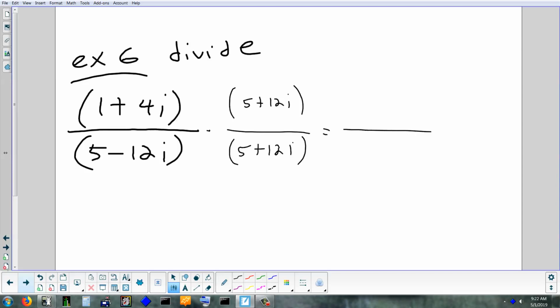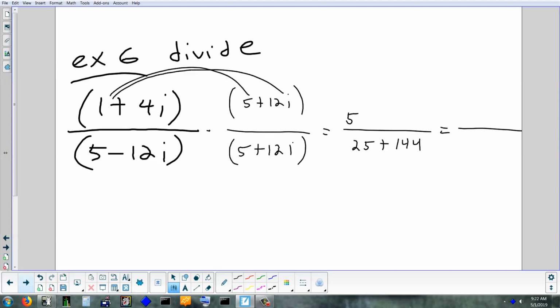Now I usually do the bottom first because I think it's faster. If you square the real number, what do you get? 25. What if you square the imaginary? 144. I'll add those together in the next step. Okay, now in the top, there is no shortcut. You just got to FOIL it out. But let's see if we can kind of do some of it as we go. Okay. What's that going to give me when I do that part? 5.